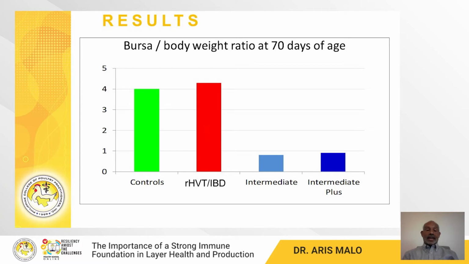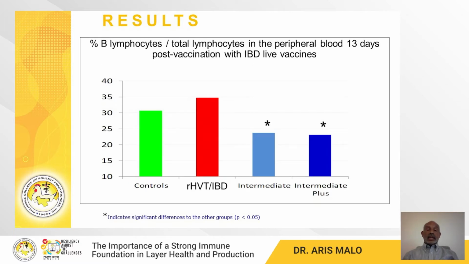We see the percentage of B lymphocytes from the total of lymphocytes in the peripheral blood 13 days post-vaccination. And also here we see that the birds that received the recombinant HVT IBD vaccine have the highest level of B lymphocytes in the blood in comparison to the birds that were vaccinated with the intermediate or intermediate plus type of vaccine.